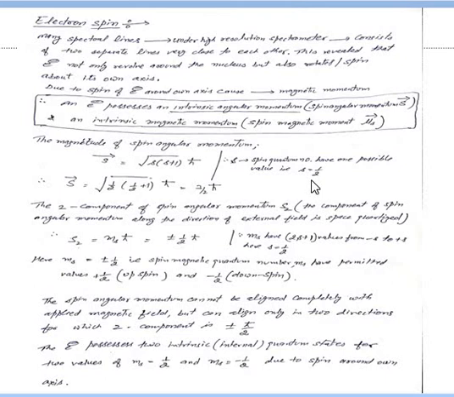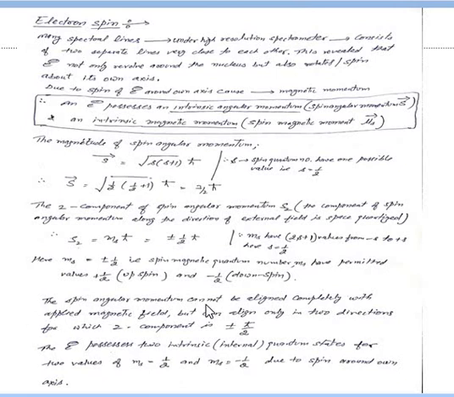So how many possible values for ms? They would be 2s plus 1, which is 2 into half plus 1. So 2 cancelled by 2, it would be 1 plus 1, that is 2. So ms has two possible values. Those possible values would be from minus s to plus s, and we exclude 0 here. So in this case ms is equal to plus half and minus half. Plus half means up spin, and minus half means down spin.